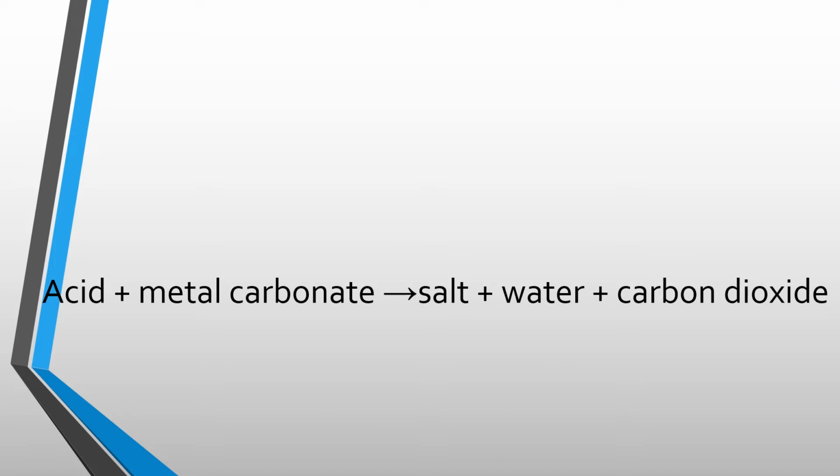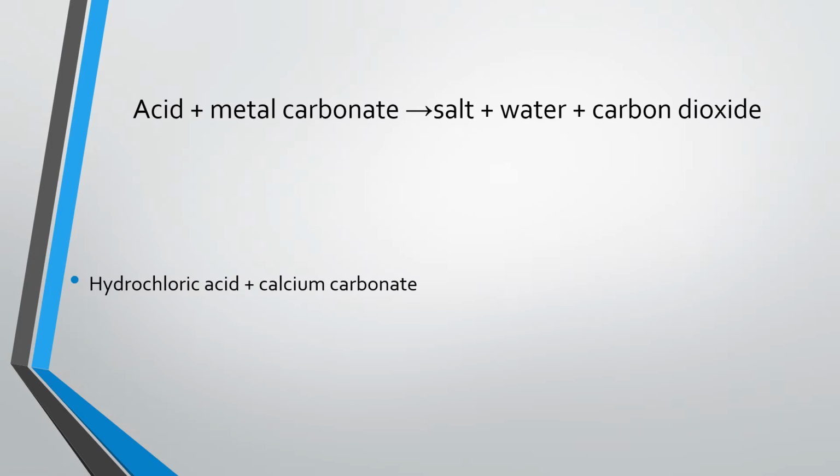So the general reaction is acid plus metal carbonate gives salt plus water plus CO2. And they will generally follow this type of reaction. And it's a type of neutralization reaction because a carbonate is a base. So let's do an example. Hydrochloric acid plus calcium carbonate will give us salt, which is always the hardest part to find, water because it's neutralizing, and carbon dioxide gas. So the salt must have been calcium chloride.